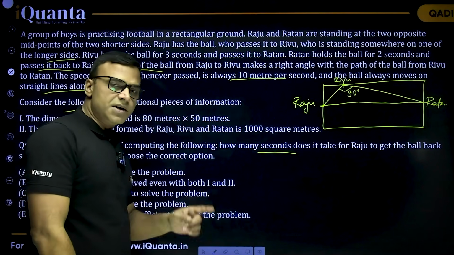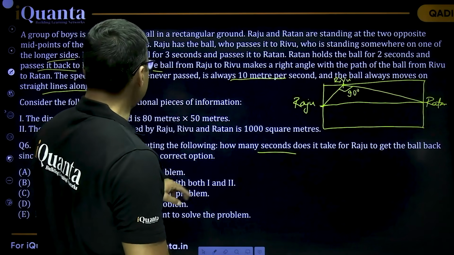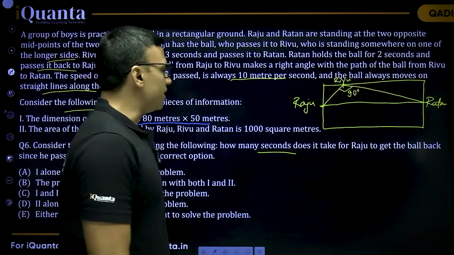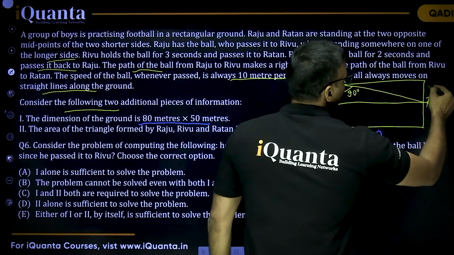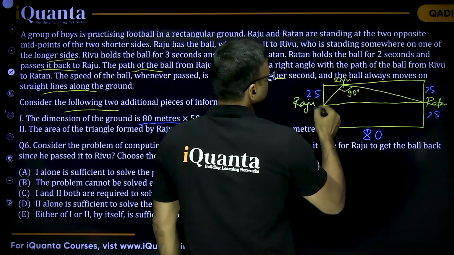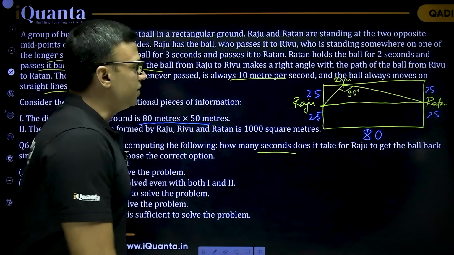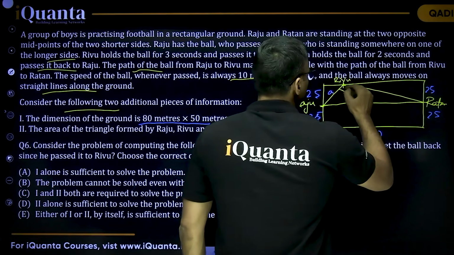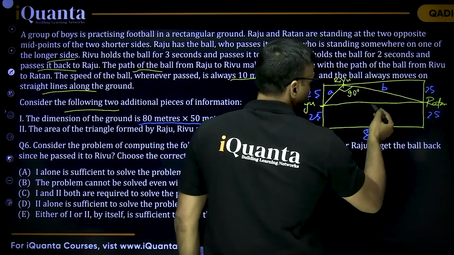First you check both the statements alone, separately, one by one. So if I'm using this one, 50 into 80 or 80 into 50. So the longer side is 80. Shorter side is 50. So half of it will be 25, 25, because these are midpoints. Then if I assume these two sides to be A and B, you have to understand that this line joining midpoints will be parallel. So this is also 80.